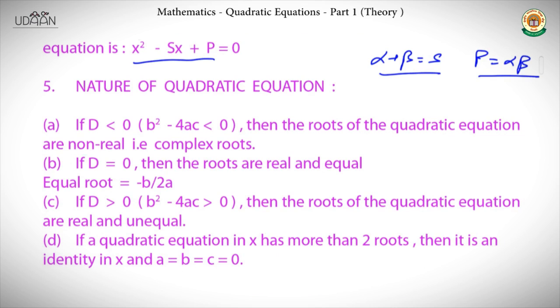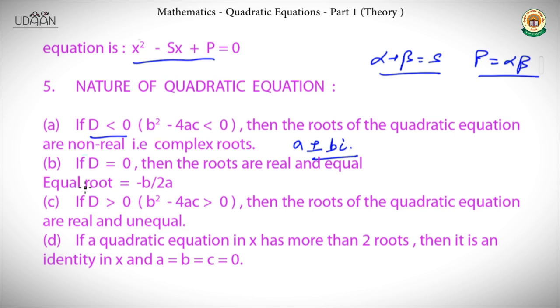Next we look at the nature of a quadratic equation. The discriminant actually defines the nature of a quadratic equation. There can be three cases, the discriminant being less than 0, equal to 0 and greater than 0. If it is less than 0, the roots of the quadratic equation are non-real, that is complex roots. And most of the time they are conjugate, that is of the form a plus minus b iota.